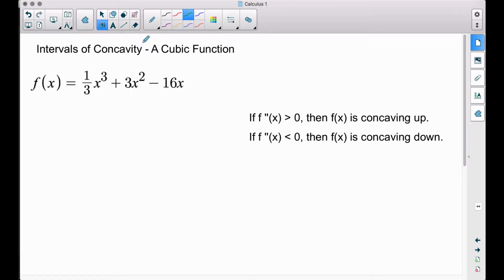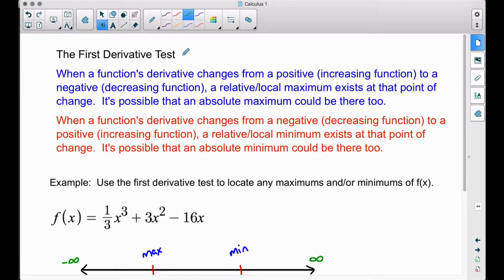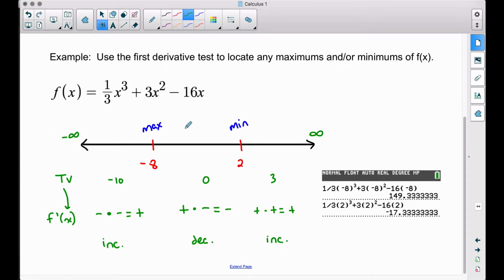In this video, we're going to look at intervals of concavity, and this cubic function hopefully looks familiar if you did watch the intervals of increasing and decreasing video where we looked at maximums and minimums. Now we want to talk about the concavity of this cubic function. In an earlier video, we did cover this exact same function, and we did determine the intervals of increasing and decreasing, and we even took it one step further and we applied the first derivative test to this same function.